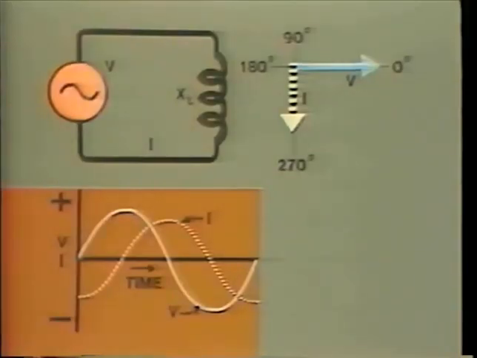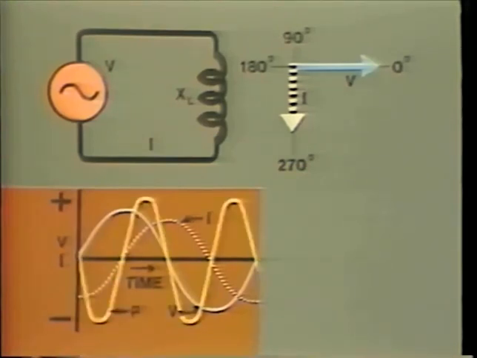Let us now consider power in the inductive circuit. Let's return now to our voltage and current waveforms, and we will multiply the instantaneous values to find power, just like we did earlier with the resistive circuit. The first thing to notice is that whenever the current or voltage is 0, then their product, power, will be 0. So power is 0 here, at this point, and here, and so on.